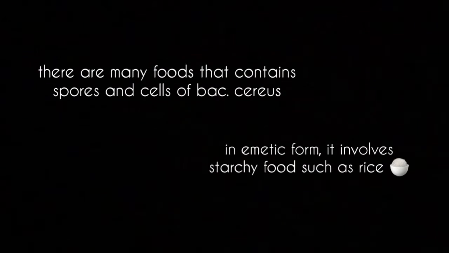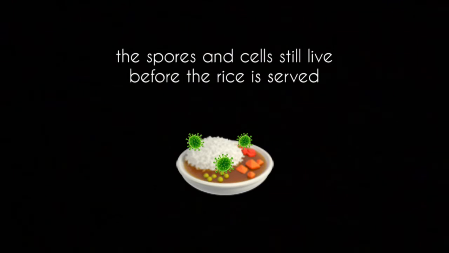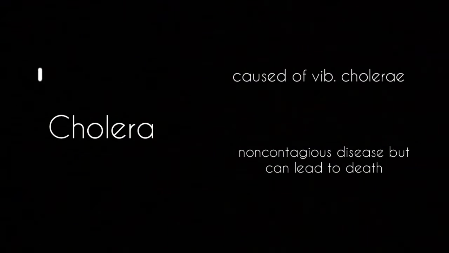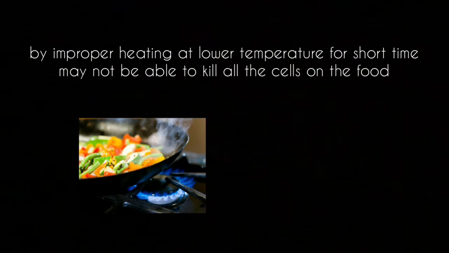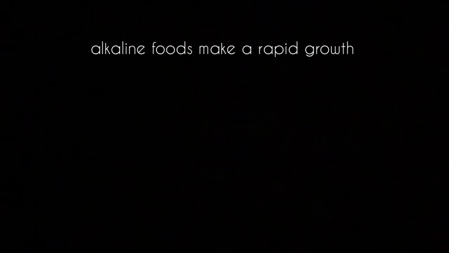However, the emetic form involves starchy foods such as rice. It is because after the rice is heated and then kept at room temperature, the spores and cells still survive before the rice is served. Besides, cholera is a non-contagious disease but can lead to death. Improper heating at low temperature for a short time may not be able to kill all the cells on the food. Plus, alkaline foods make for rapid growth.